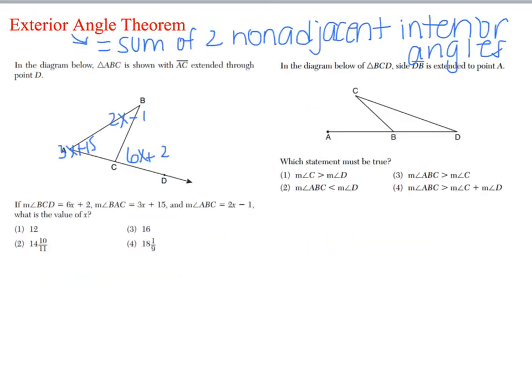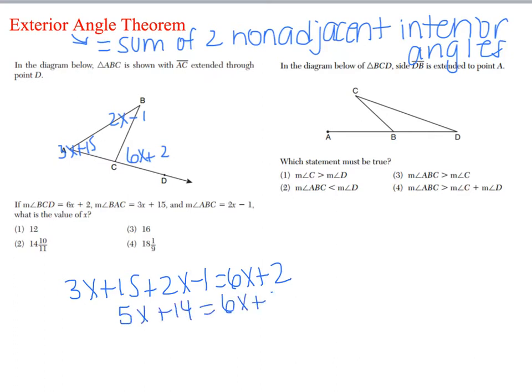If they give you a triangle that has a little piece of it extended, it forms an exterior angle. So an exterior angle is equal to the sum of 2 non-adjacent interior angles. So I labeled everything properly in the first one. If I add 3x plus 15 and 2x minus 1, it has to come out to 6x plus 2. And we would continue and combine like terms and solve. So 5x plus 14 equals 6x plus 2.